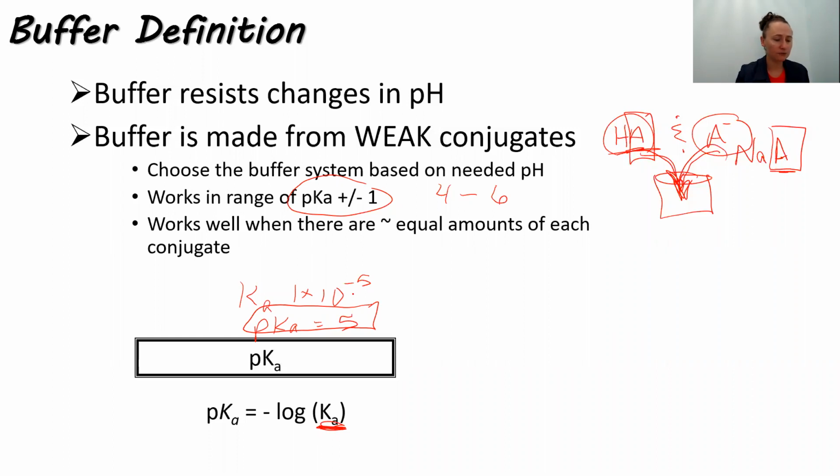And the buffer works really well when there's equal amounts of each conjugate, because each conjugate is designed to help. One's an acid and one's a base, so they can help tackle bases and acids that are added to the system.